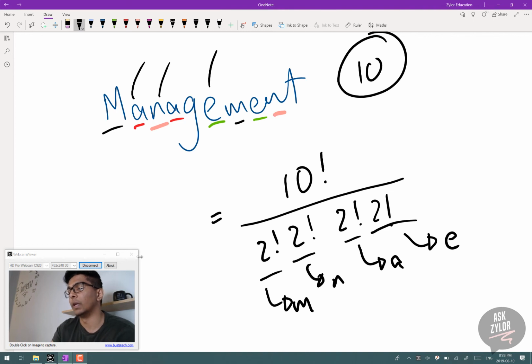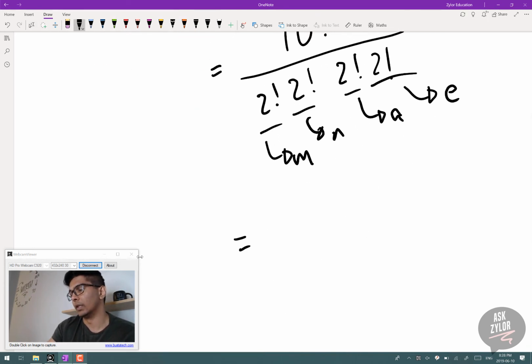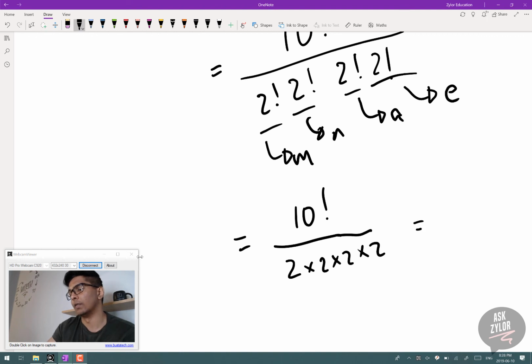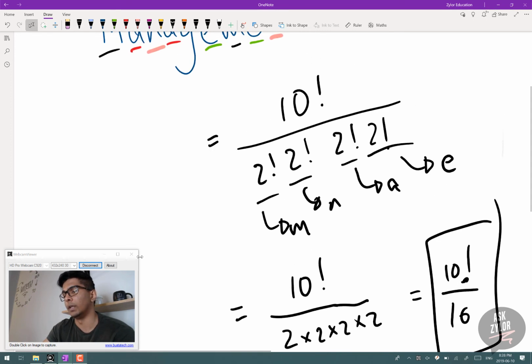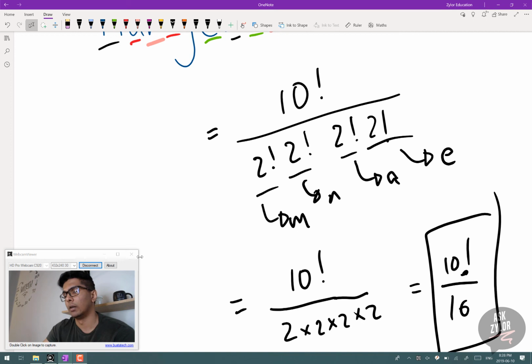Right? So if it's repeating more than that, if I find 3 A's, for example, I'm changing my factorial to 3 then. Okay, so I'm going to simplify this. So 10 factorial over 2 times 2 times 2 times 2. Right? That's what 2 factorial simplifies to, which gives me 10 factorial over 16. So this is the total number of distinct arrangements that I can have if I want to combine the letters in management. We just need to account for the repeating letters, right? M and A and E were repeating, so I needed to divide 10 factorial by those repeating numbers.